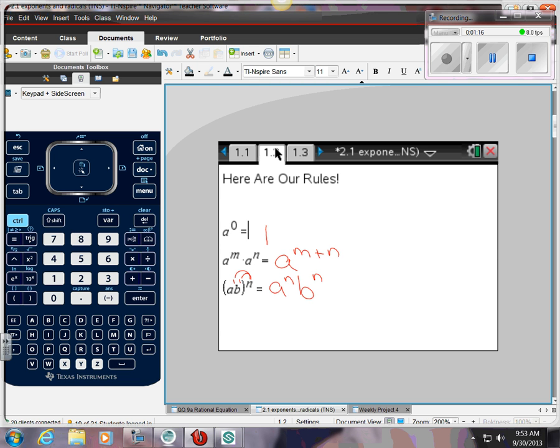Okay, you've got to make sure. That's a tricky one. You always have to remember, if you're raising a quantity to a power, that power goes to everything in it. Okay. Are you ready for the next page? Okay, I'll wait.